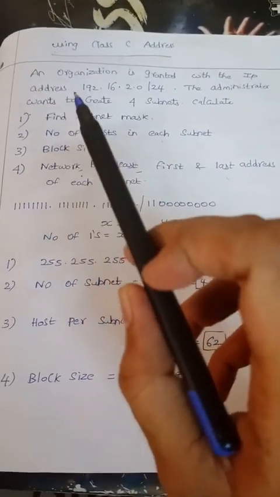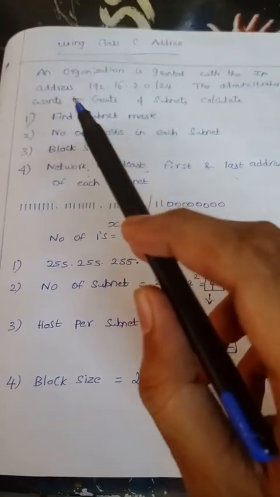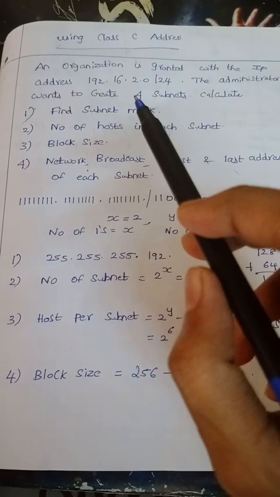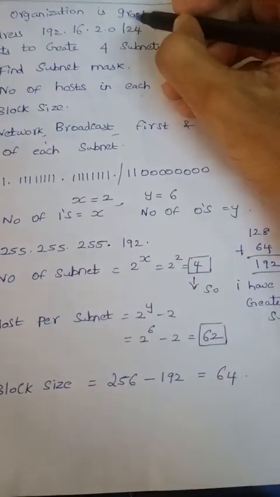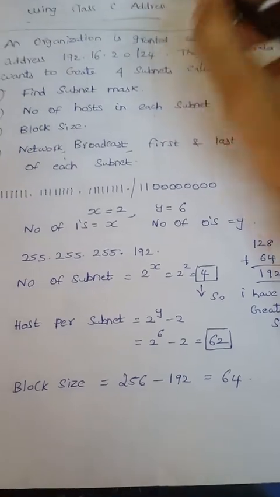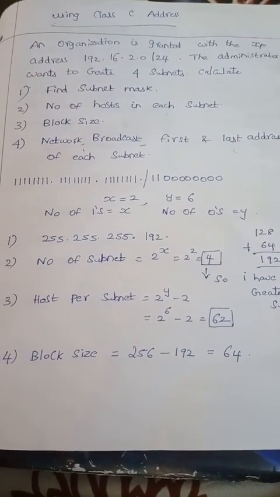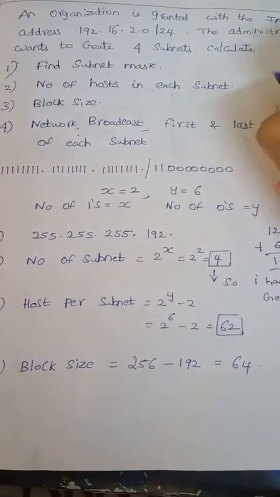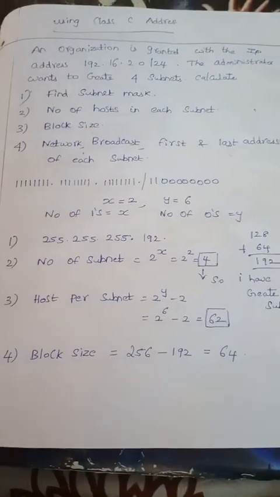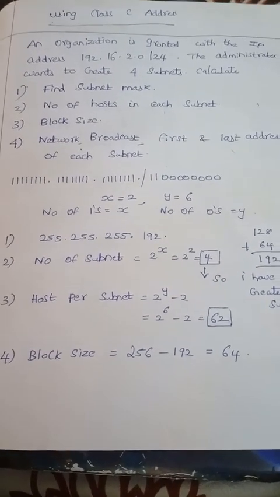There is a question: an organization is granted the IP address 192.16.2.0 with slash 24. This will be represented as CIDR. What does CIDR represent? Classless interdomain routing. The administrator wants to create 4 subnets.